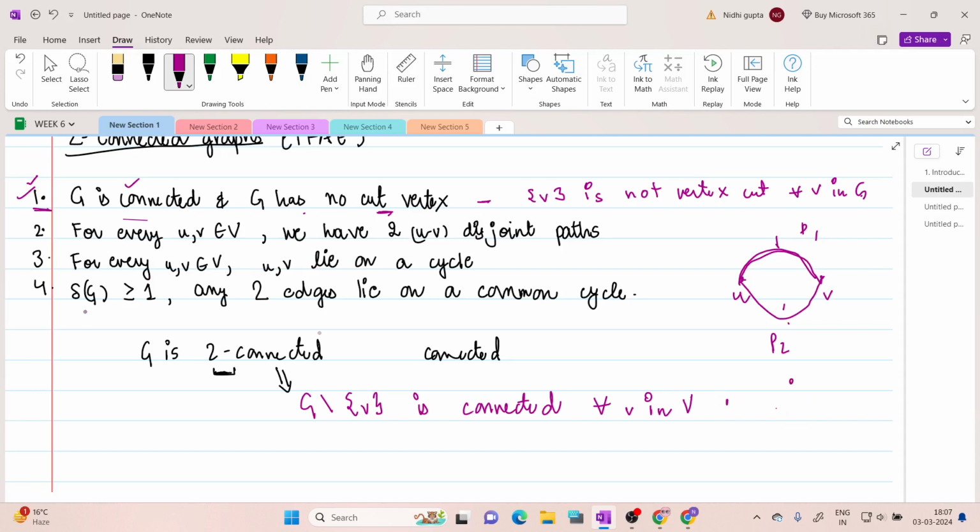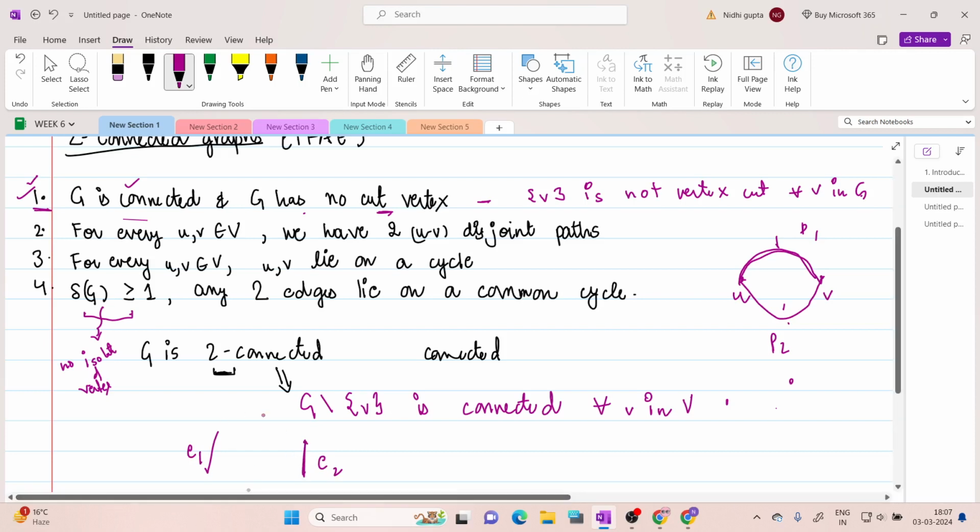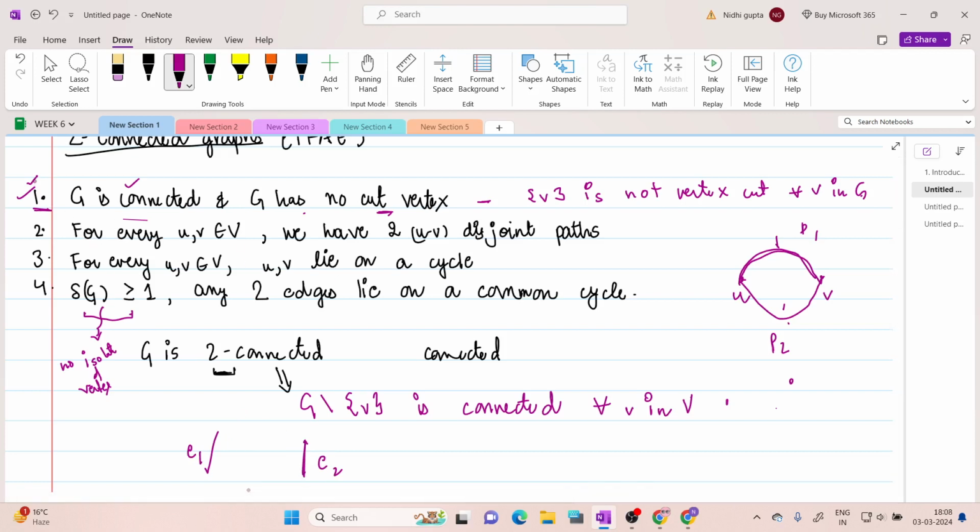And the last condition is that minimum degree is greater than or equal to 1. In other words, we should have no isolated vertex. And any two edges should lie on a common cycle. That is, if we have an edge E1 and an edge E2, we should be able to find a cycle in G which contains both E1 and E2. So these four are equivalent definitions of a two connected graph.